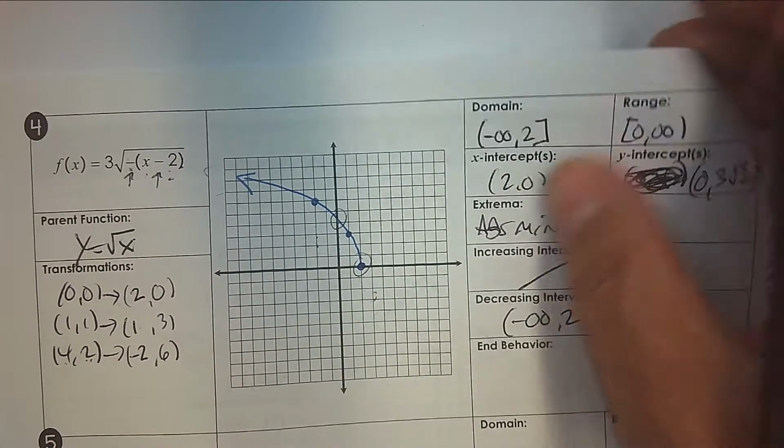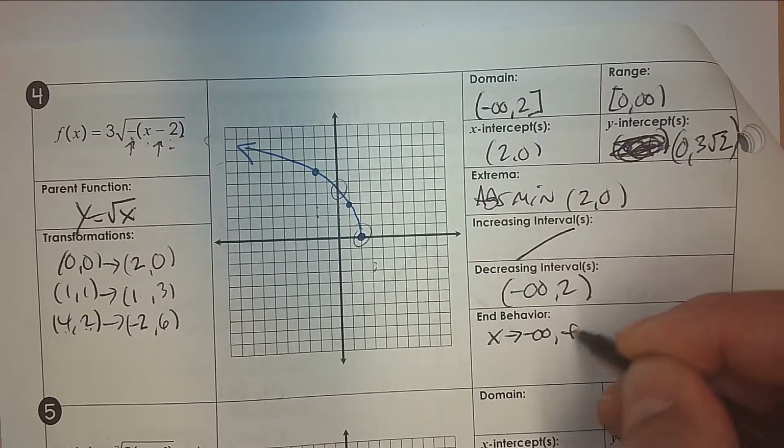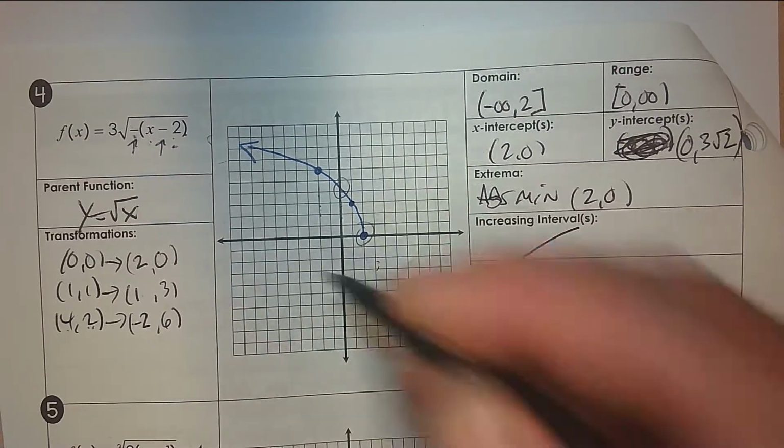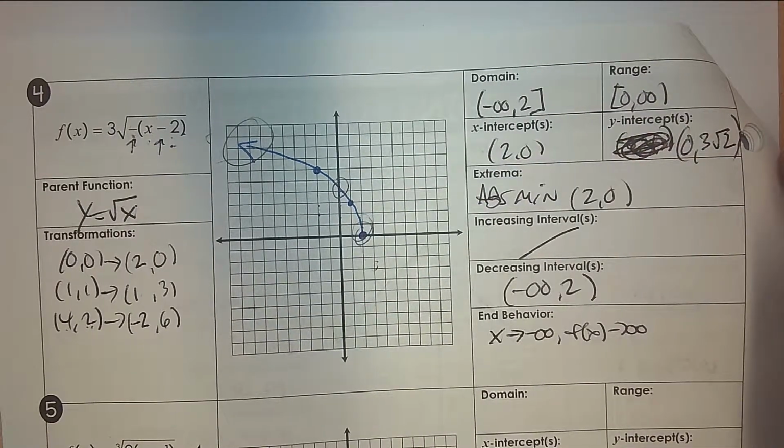End behavior? Well, I like the left part. So if as x approaches negative infinity, what's the function doing? It's going to infinity. So it really has one end behavior. It has an end point right there. All right, number 5.